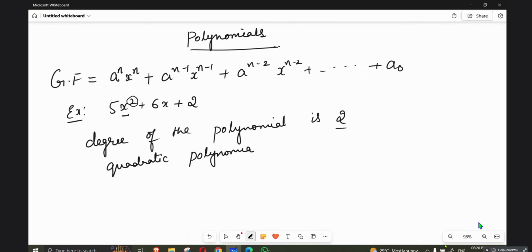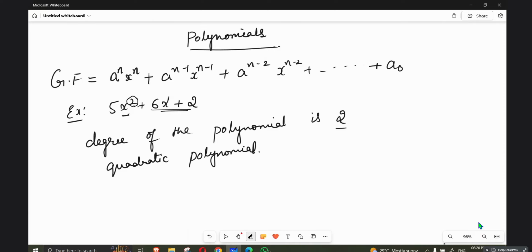And what is the condition to be a polynomial? All expressions you cannot say are polynomials, right? There is a condition: the degree should be a whole number. The degree of the polynomial, or any power in the polynomial, should be a whole number, then we call it a polynomial. Here also it is 1.